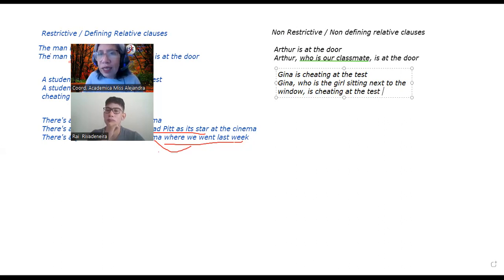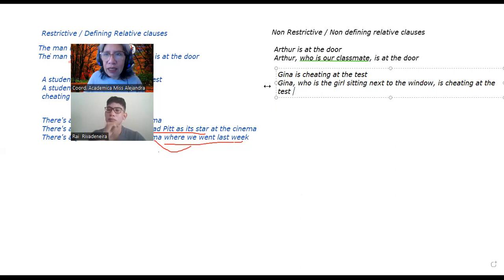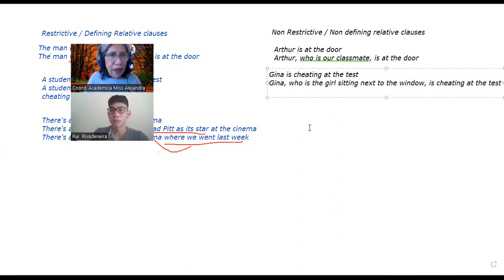Gina, who is the girl sitting next to the window, is cheating at the test. So in this case, even if you don't know who Gina is, you can easily find her. Why? Because of the position she has. So who is sitting next to the window is cheating at the test. Okay, so that information is not relevant. You can find Gina in the group because you know the students.